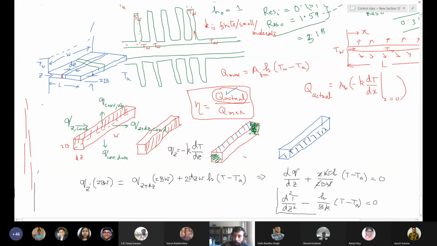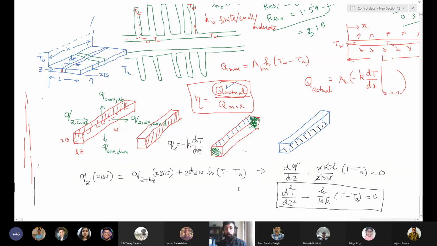Okay, so you get this as the equation for temperature in the fin. Any doubt on this equation?